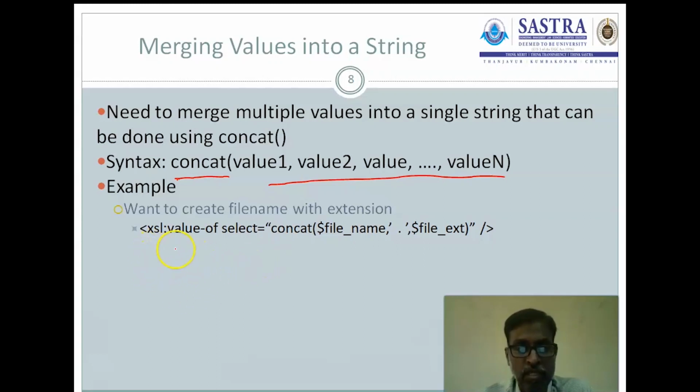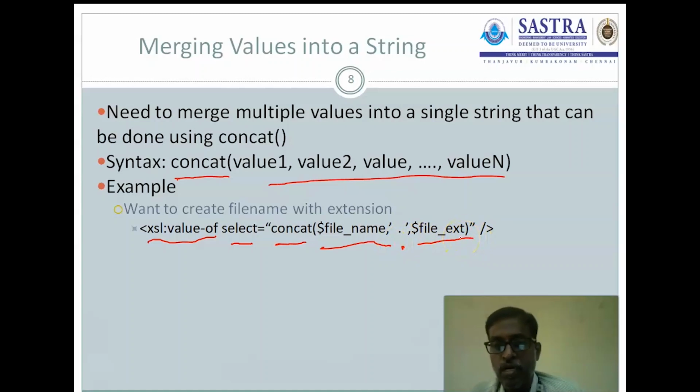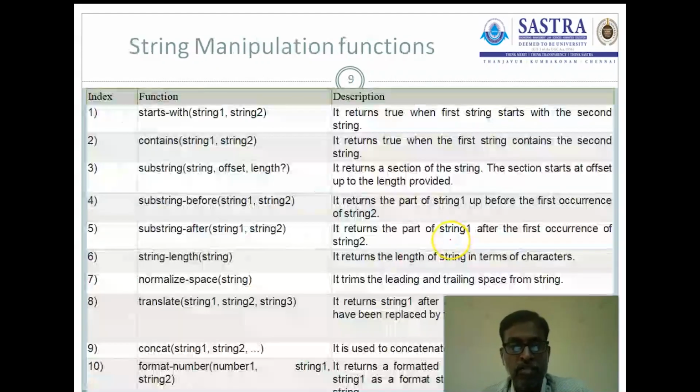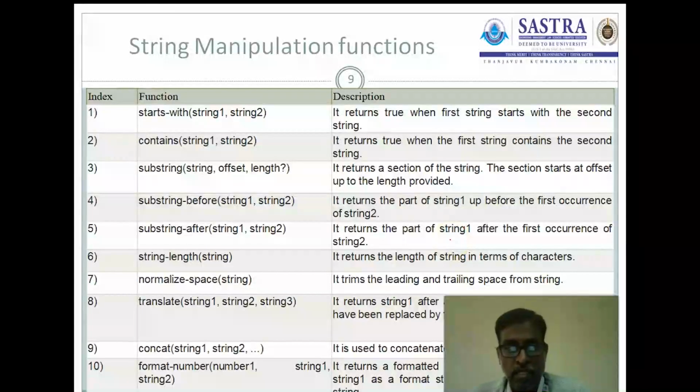Example, see in the example, file name attached with the extension. In that case, xsl:value-of select equal to concat of file name, $filename, dot. This is for giving extension, and then file extension, $fileextension. So $filename dot $fileextension. So we are able to concatenate two or more strings into a single string by using the concat function defined by XSLT.